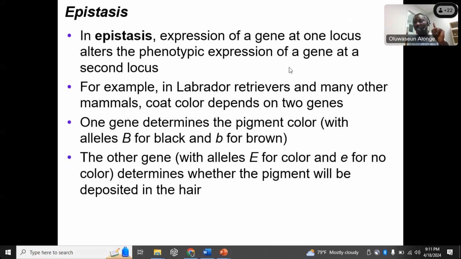Epistasis is when the expression of one gene at a locus, you remember locus, the location of a gene on a chromosome, is also affecting the expression of another gene that is on another locus. For example, in Labrador retriever and many other mammals, coat color depends on two genes. One gene determines the color pigment, allele B for black and lowercase b for brown. The other gene, with allele E for color and lowercase e for no color, determines whether the pigment will be deposited in the hair or not.